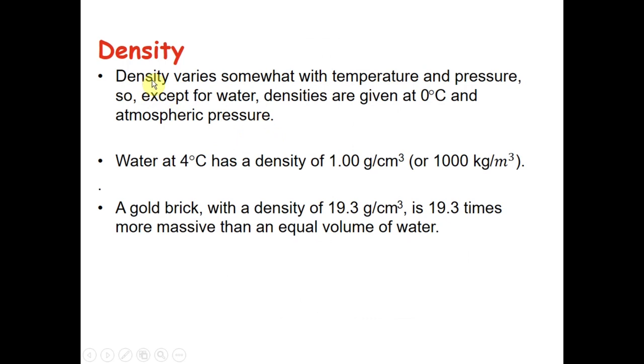In fact, the density of a material could change depending on temperature and pressure. So in that table you just saw, the densities are given at 0 degrees Celsius and at atmospheric pressure, except for water, which was given at 4 degrees Celsius. So water at 4 degrees Celsius has a density of 1 gram per centimeter cubed, or 1,000 kilograms per meter cubed. This is a famous number.